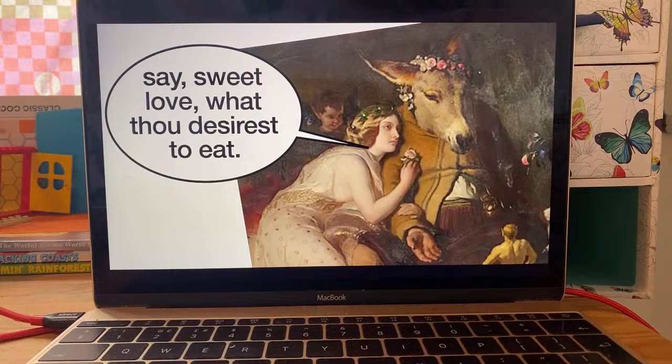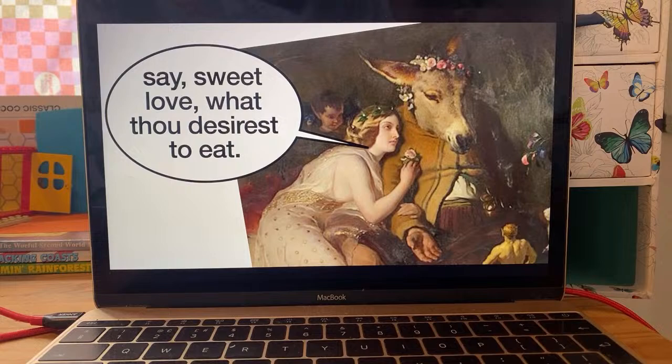"Say, sweet love, what thou desirest to eat." That's only kind of funny, isn't it? If he doesn't have any power and suddenly a really powerful person is acting like he's got loads of power. It's funny, at least it was funny in Shakespeare's time, when someone who doesn't have any power is suddenly acting like they're a god.